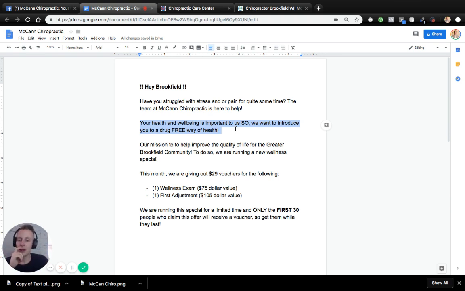Very simple. And then we talk about a mission, right? The consumer wants to know why a business is running a special, like what motivates you to run this special. So for your sake, you could run something like this. Our mission is to help improve the quality of life for the greater Brookfield community. To do so, we're running a wellness special. So we're giving back to the community, but in turn, we're also running a special that will translate to clients in your door, right? So the whole mission, obviously, is to get foot traffic in the door, but we want to make sure that we touch base with the consumer and meet them where they're at.